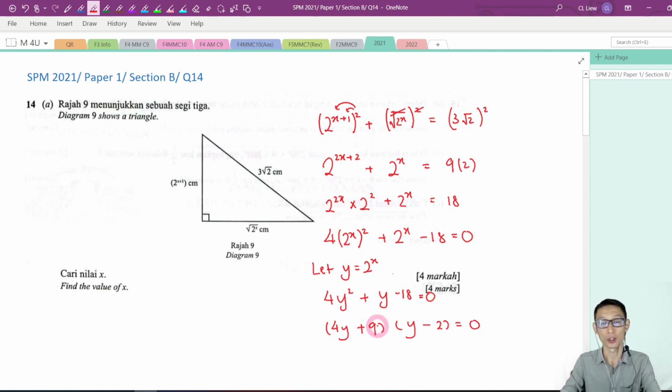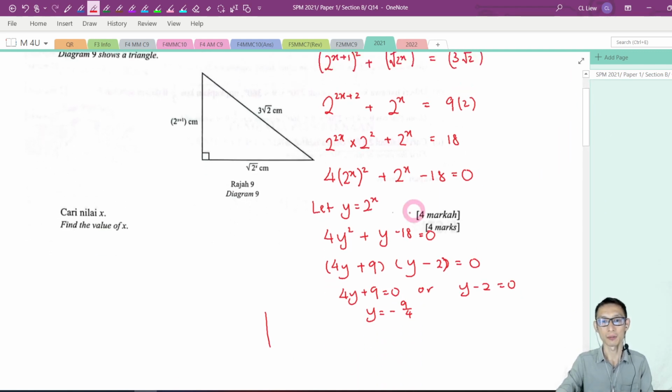Next step, we are going to use the zero properties to help us get the value of y. 4y plus 9 is equal to 0, or y minus 2 is equal to 0. So y is equal to negative 9 over 4, which is not accepted. Why? Because 2 power x cannot be equal to negative 9 over 4. 2 power x will be a positive value, it cannot be a negative value. So this one is not accepted. So y is equal to 2, but we cannot stop here.